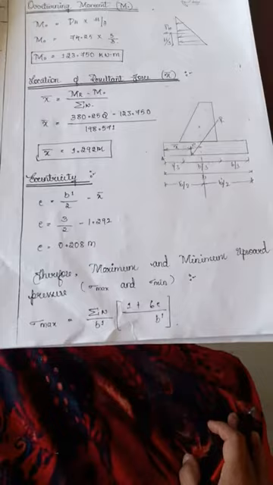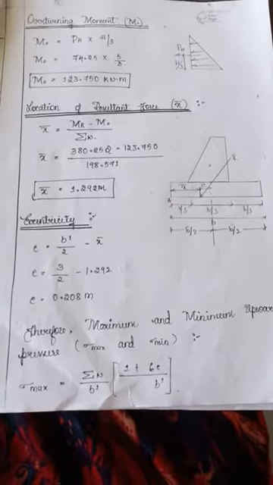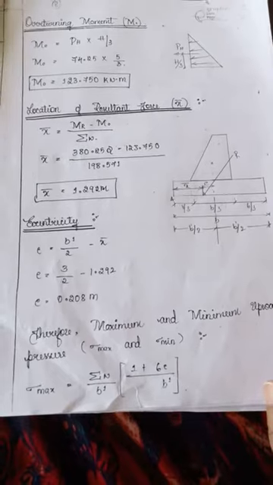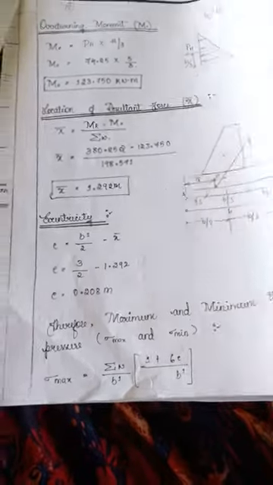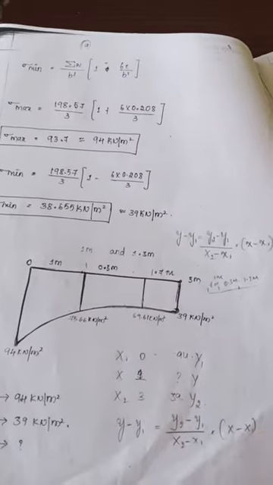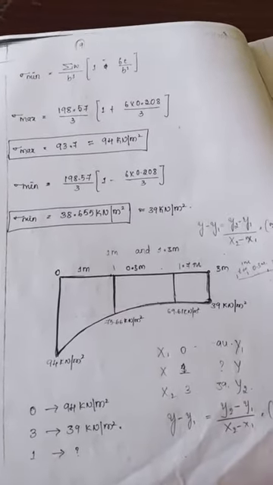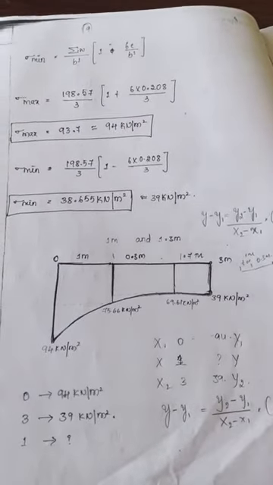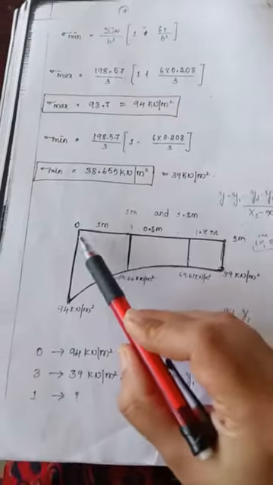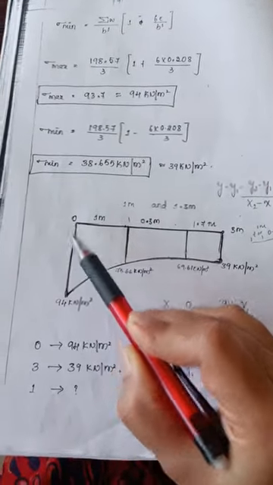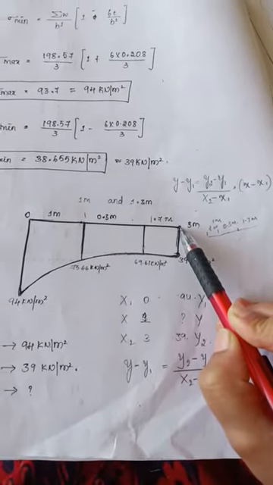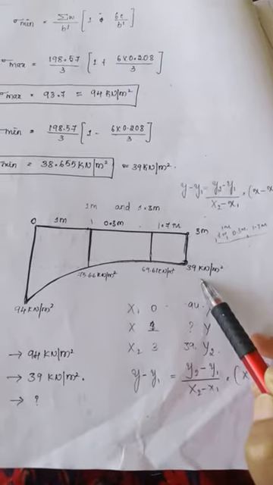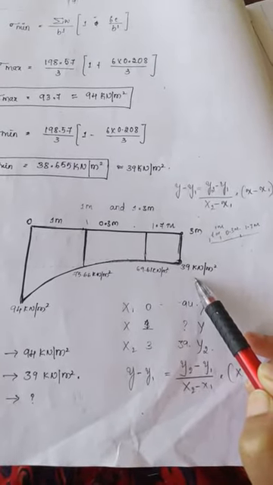After finding E, now we find the maximum and minimum upward pressure, sigma maximum and sigma minimum. Sigma maximum is summation W divided by B dash of 1 plus 6E divided by B dash. Sigma minimum is summation W divided by B dash of 1 minus 6E divided by B dash. After calculating them, sigma maximum at the start point of the toe, 0 meter, is 94 kilonewton per meter square. At the end of the retaining wall, at 3 meter, sigma minimum is 39 kilonewton per meter square.